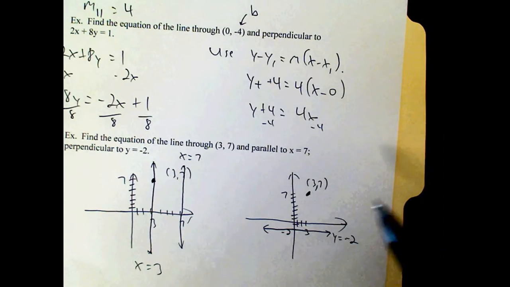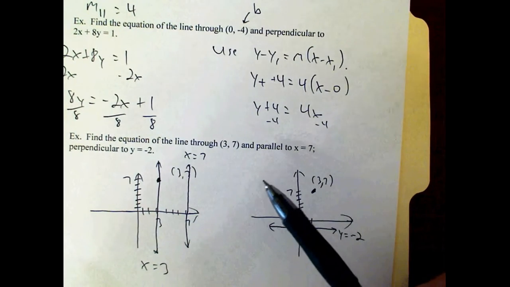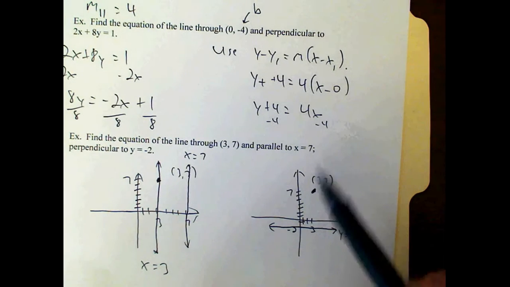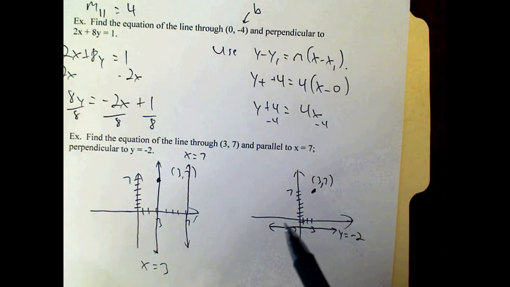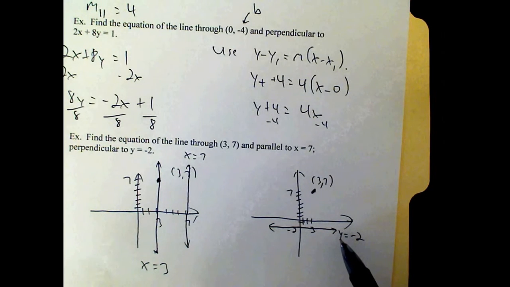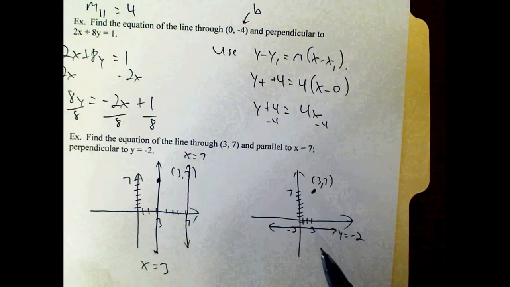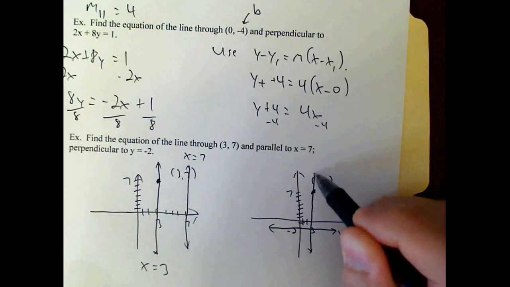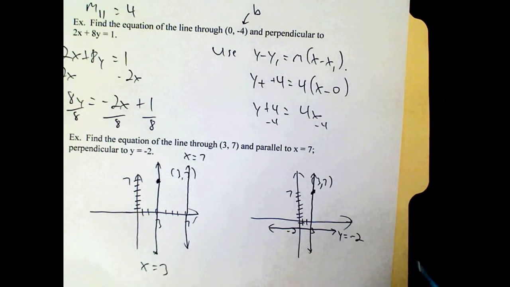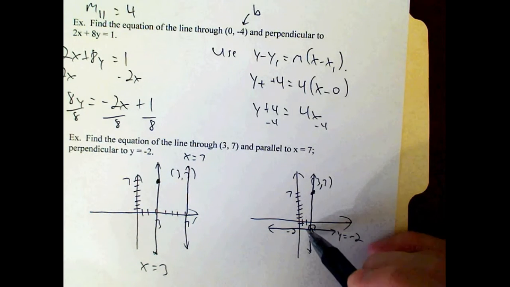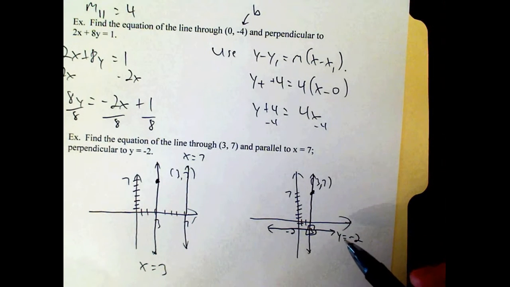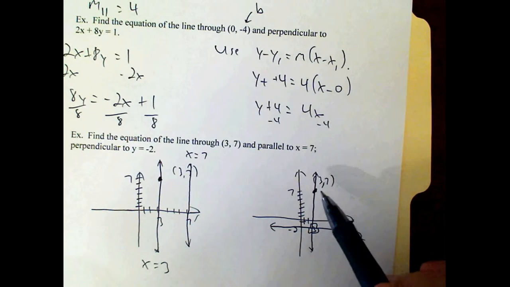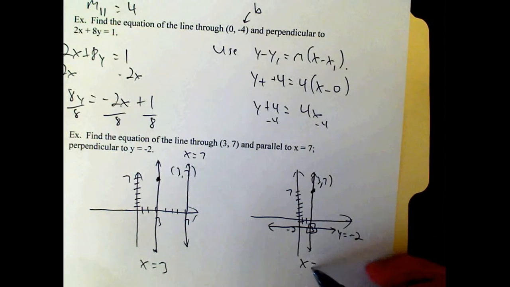Now, I need a line that's perpendicular to y equals negative 2. Perpendicular basically means, or all it really means is, that the two lines meet at right angles. So if you have a horizontal line, then the line that's perpendicular to it is going to be a vertical line. And I need that vertical line to go through the point (3, 7). And so, these two lines meet at right angles. These two lines are perpendicular. So the given line is y equals negative 2. The vertical line that goes through (3, 7) is, once again, x equals 3.